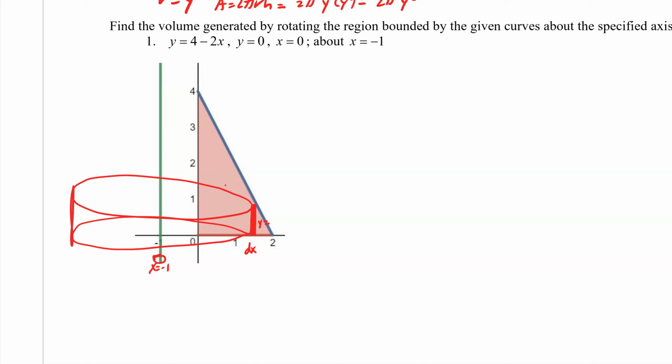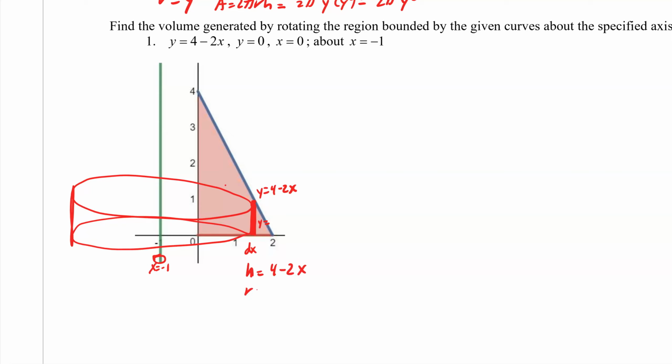And then we start labeling. So you can see here that our height is the y equals. So everything needs to be y equals. That's what we have. That's perfect. We have y equals 4 minus 2x. That's exactly what we want. So we now know the height of our cylinder is 4 minus 2x.